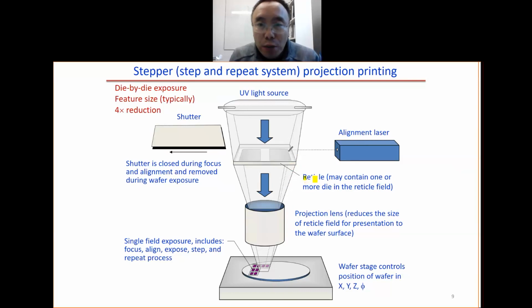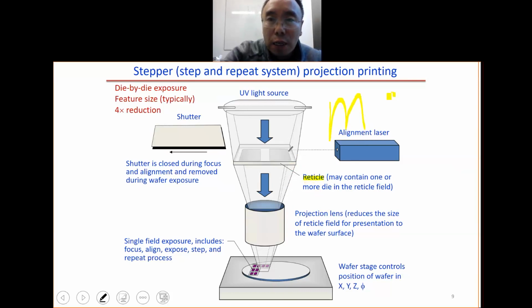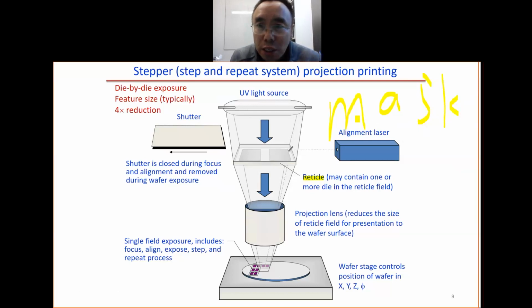Here, then we have the reticle. The reticle is actually a photomask. It's just a photomask, but for the semiconductor industry, they call the photomask the reticle. Then you have the projection lens, and you have the stage. You have the stage movement, so you do this die by die. It is a die by die process. So this is called a stepper.